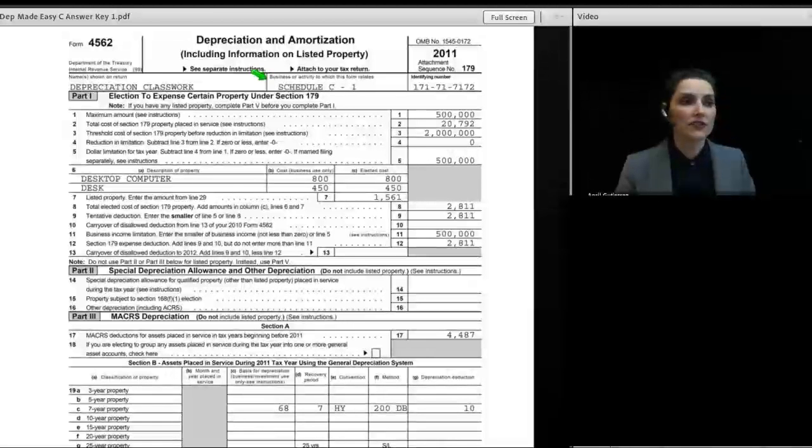In the case of this exercise, I actually do have a Schedule E and a Schedule C, and so the Schedule C items are carrying to this 4562 and the Schedule E will go to a different one.